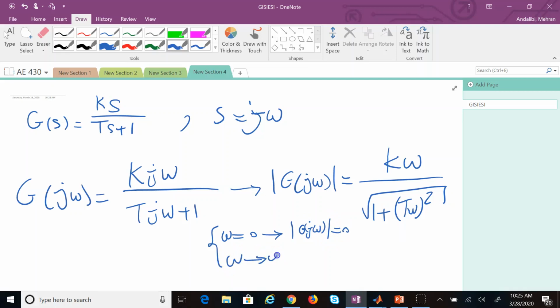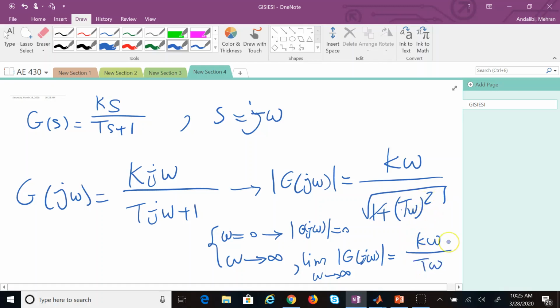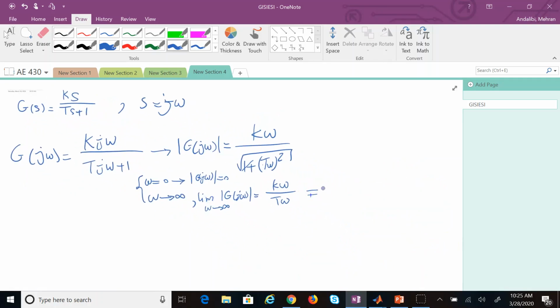And when omega goes to infinity, what happens? It's infinity divided by infinity, so if we take the highest order terms, it's going to be a limit, right? So the limit of G(jω) as omega goes to infinity will be kω divided by this. Here tω is much bigger than 1, so we can neglect 1 in comparison to tω. And so if you neglect this, now you have the square root of (tω) squared, so the square root and the square would cancel each other, and you're going to get tω. And so if you simplify it, you're going to get k over t.